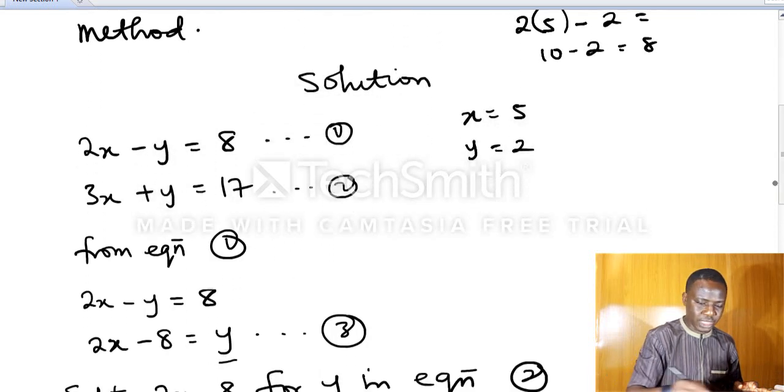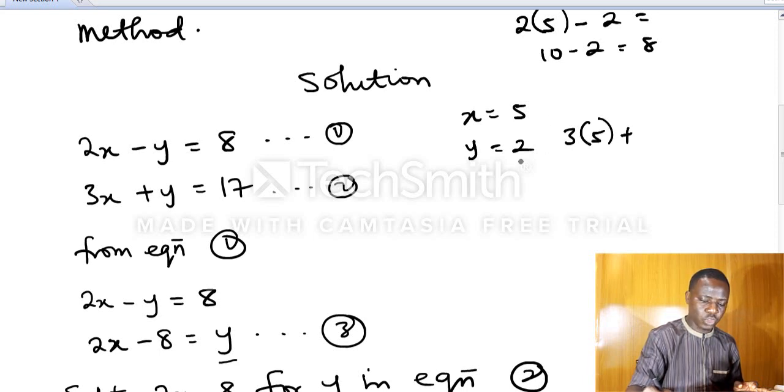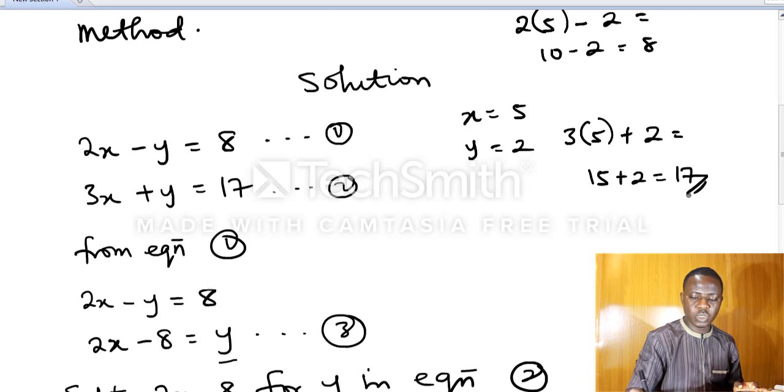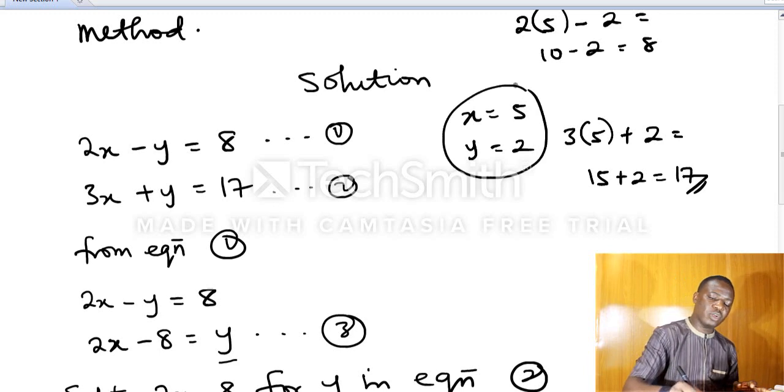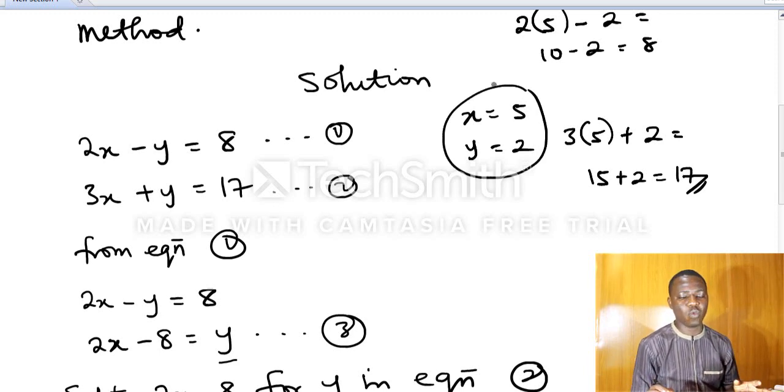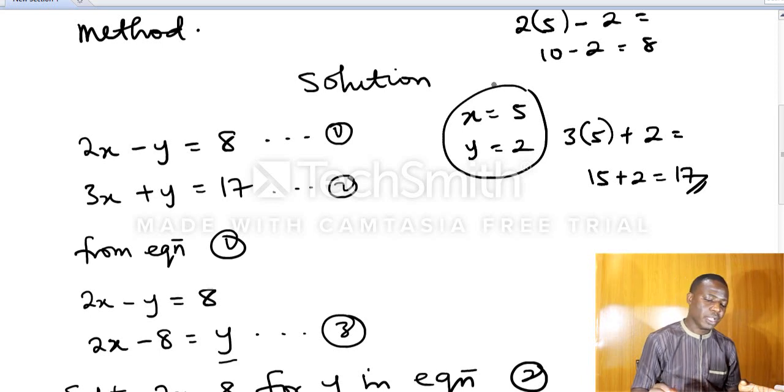Equation 2, let's test for equation 2. That is 3 into bracket x. x is what? 5, plus y, which is 2. Would that be equal to 17? Let's see. 3 times 5 is 15. 15 plus 2 is equal to 17. So that shows you that x being equal to 5 and y equal to 2 gives you the solution of this simultaneous equation.